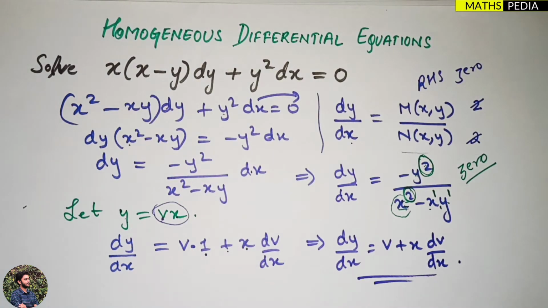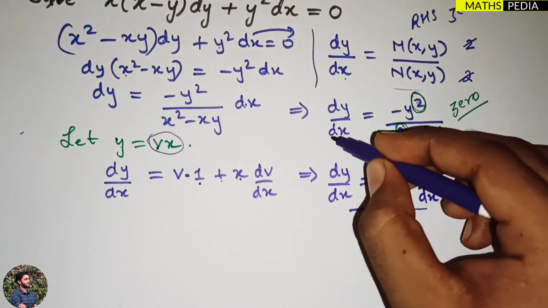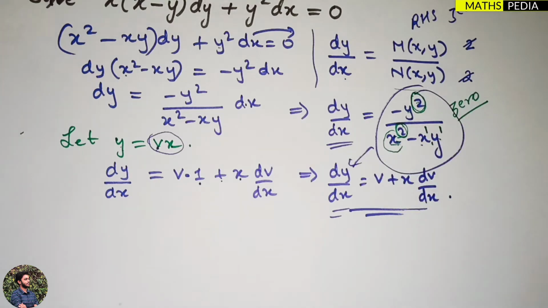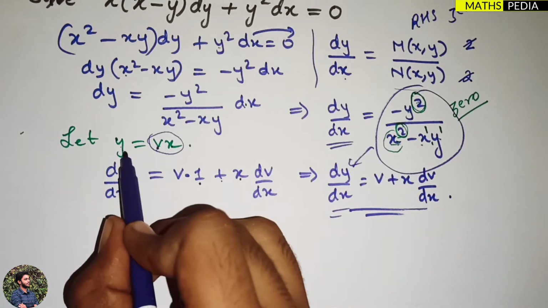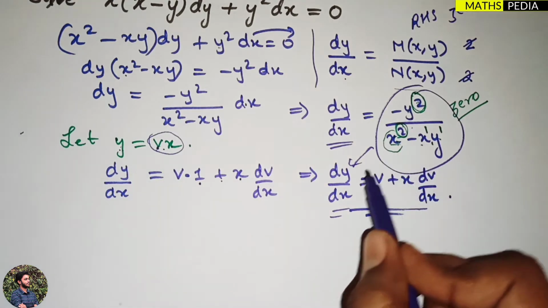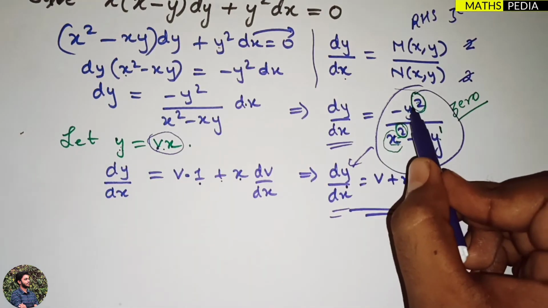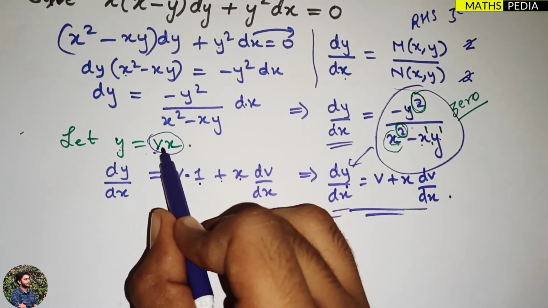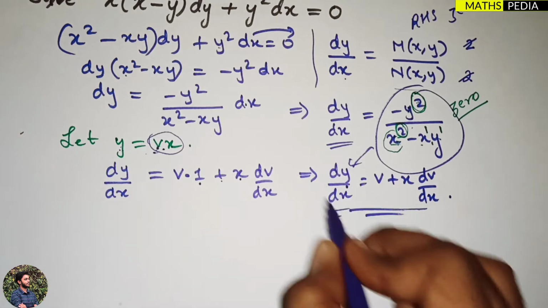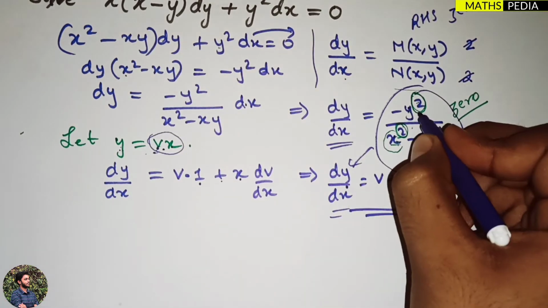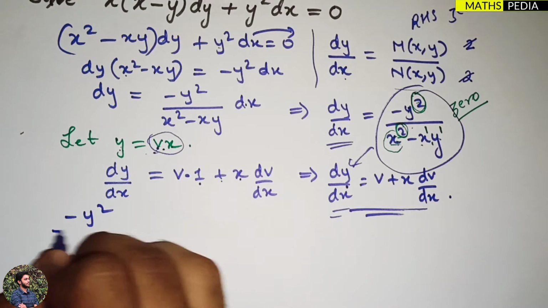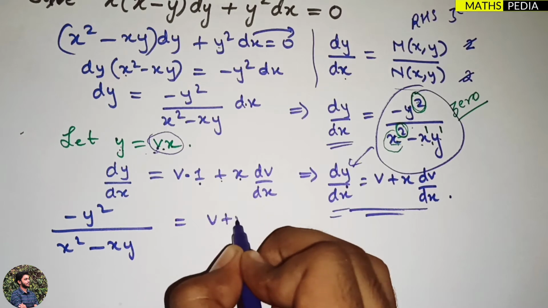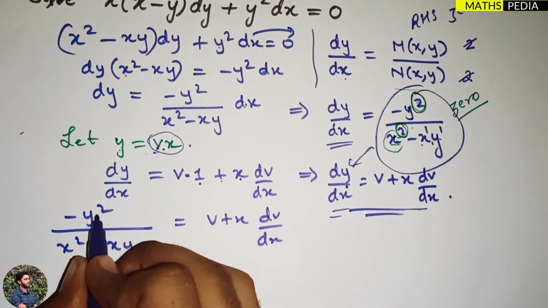Simple. Now observe carefully. Here also dy by dx, and here also dy by dx. This term I can place over here. While placing it, I have considered y equal to vx, so when you place this on the LHS you have to write vx in place of y, substituting y equal to vx. So let me show you: minus y square by x square minus xy equals v plus x dv by dx. Actually you have to place it and then write.